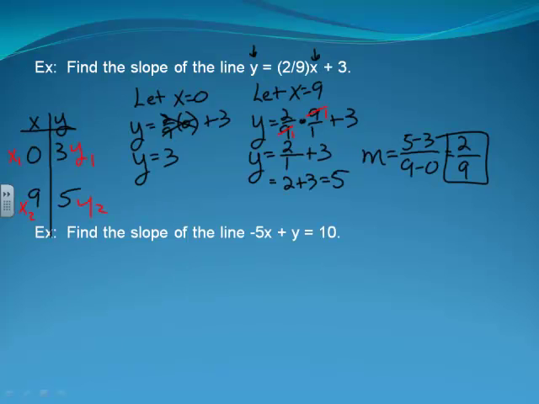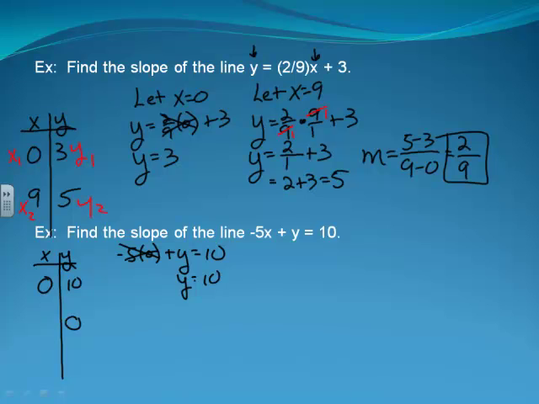Okay, this example, find the slope of the line negative 5x plus y equals 10. Again, need a couple of points. So I'm going to let x be 0 to start off with. So I've got negative 5 times 0 plus y equals 10. Anything times 0 is 0. So y is equal to 10 when x is 0.